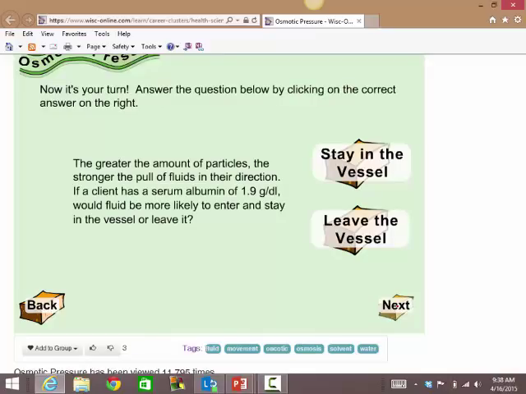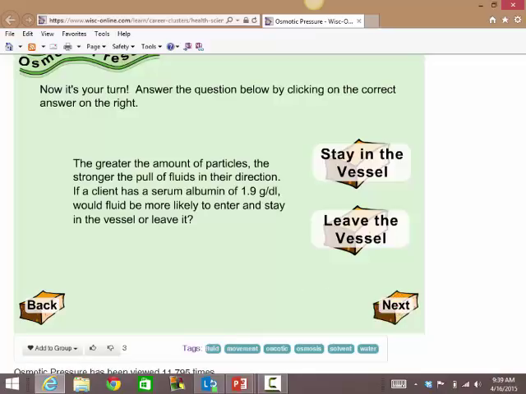So let's answer some questions like this. The greater the amount of particles, the stronger the pull of fluids in their direction. So if a client has a serum albumin of 1.9 grams per deciliter, would fluid be more likely to enter and stay in the vessel or leave it? So take a guess, since you all don't know the normal amount. Take a guess and we'll see what the answer is.